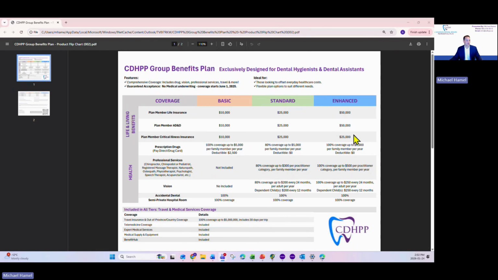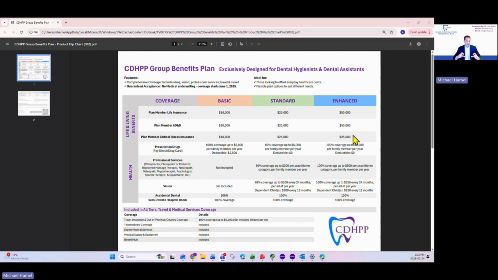Moving on to the critical illness component. In this case, again, it's offering $25,000. If you are diagnosed with one of the 29 covered illnesses and you survive 30 days, you're going to receive a $25,000 lump sum payment tax-free to spend as you please, obviously to help you focus on recovery and maintain your lifestyle and pay your bills. Again, that is only for the hygienist or the assistant.